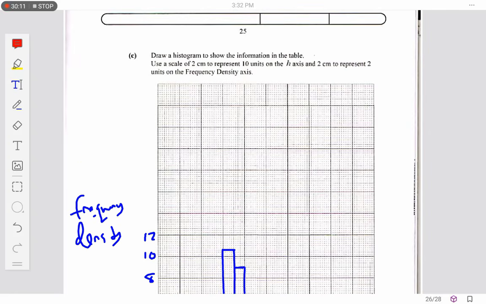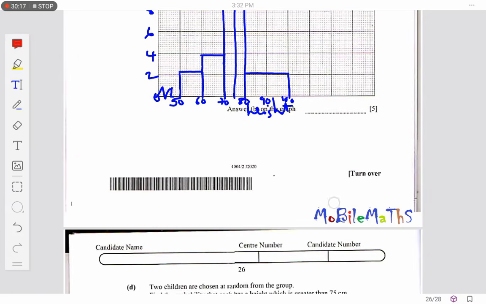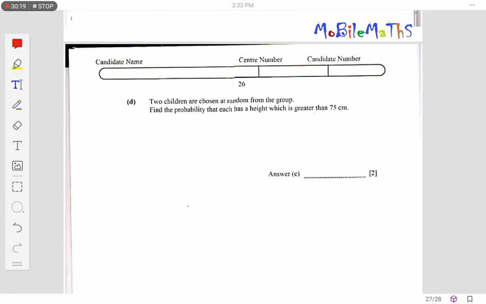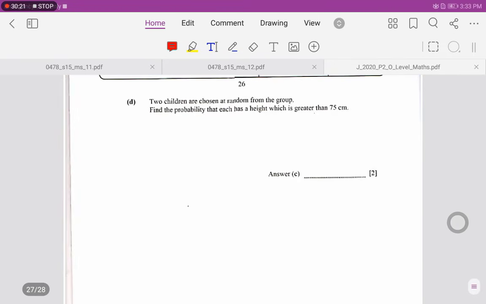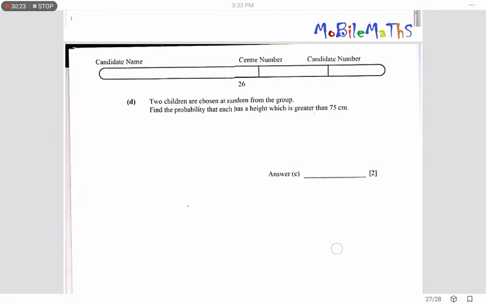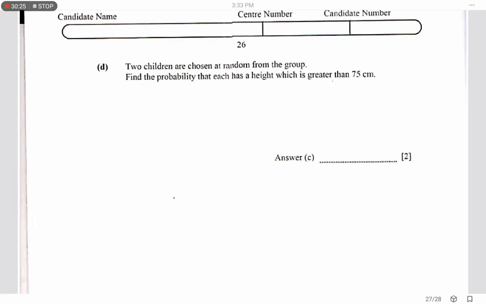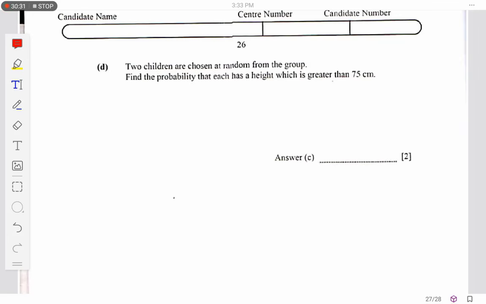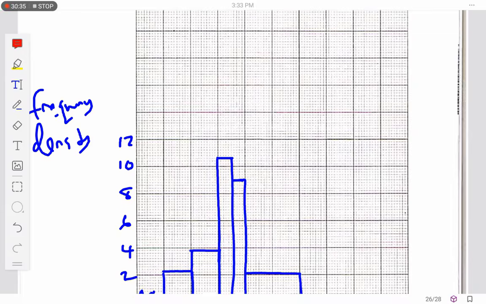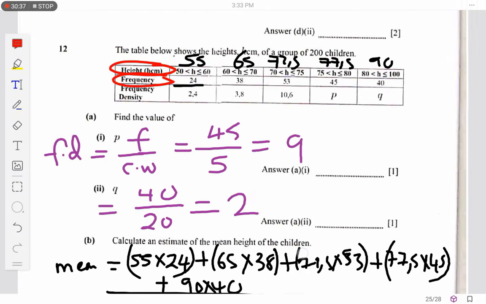We were trying to follow what they said, that 2 centimeters is representing 10 units. Okay, let's move on. The last question is saying 2 children are chosen at random from the group. Find the probability that each has a height which is greater than 75 centimeters.